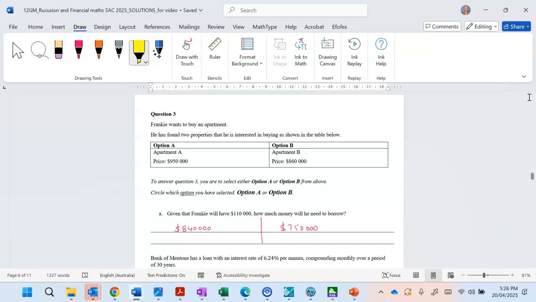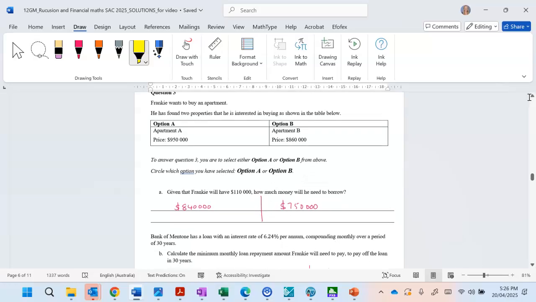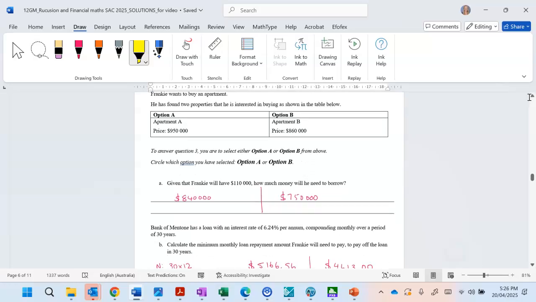All right, so Frankie wants to buy an apartment. He's found 2 apartments he's interested in. One's worth $950,000, the other one is $860,000. To answer question 3, you're to choose one of the apartments. Just like the previous video, option A is on the left, option B is on the right. So you only did the answers for one of them. Just make sure you're consistent whether you're using option A or option B.